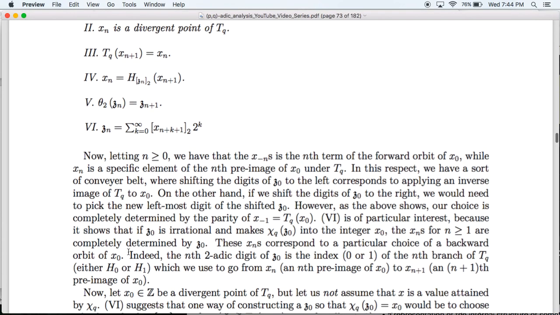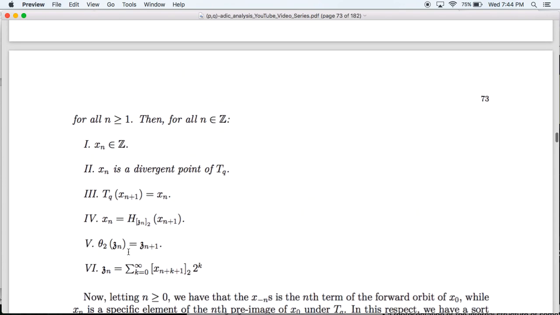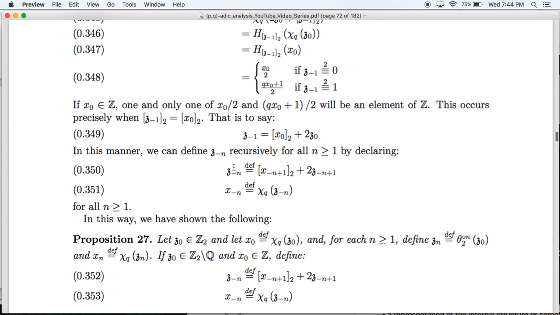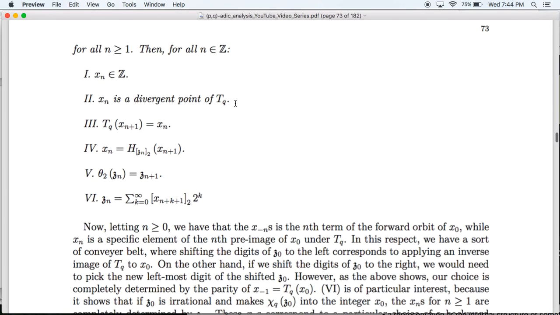So, letting n be greater than or equal to 0, what we have is that x negative n is the nth term of the forward orbit of x0 under Tq. So note, this is important. The forward orbit of x0 is uniquely determined. And as we saw here, once we have x0, the values of the z negative n's are completely determined by the x negative n's. So there's only one way to extend this.